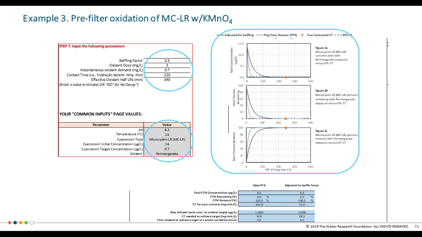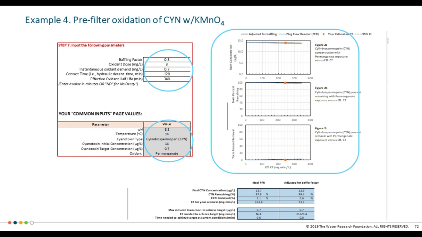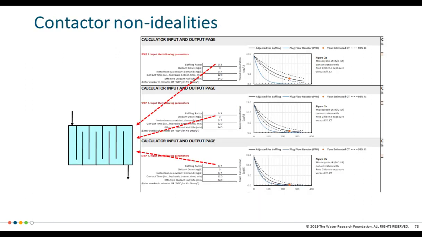So if we had microcystin now with a different oxidant, permanganate, we get extremely good removal as opposed to with free chlorine, which we got a lot less. And another example under the same conditions. And then if we go to cylindrospermopsin with permanganate, we get very little removal. So the tool can be used to examine these different combinations of oxidant and toxin under different conditions.